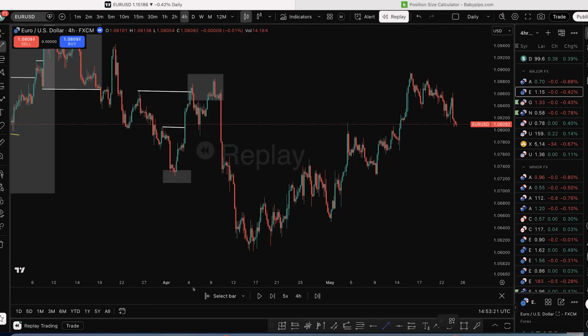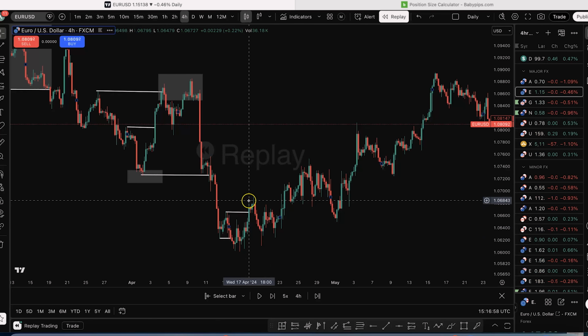So let's extend the structure mapping a little bit further then. We see we come down through this low. We form a new lower low down here. Then the structure starts to shift once again. So our lower low is there. We have a lower high coming in at this level. And then after we form this lower high, the market actually breaks into an uptrend.